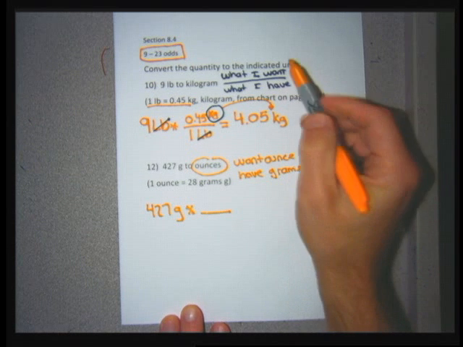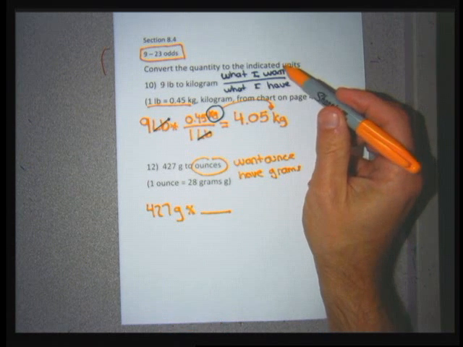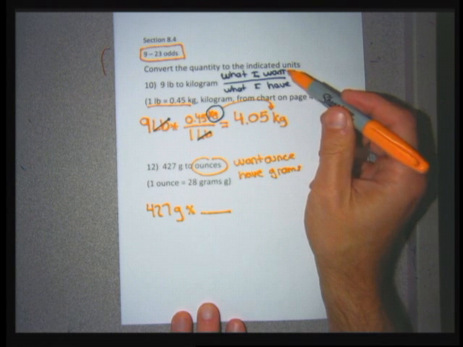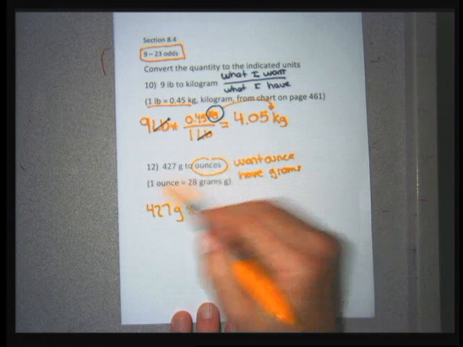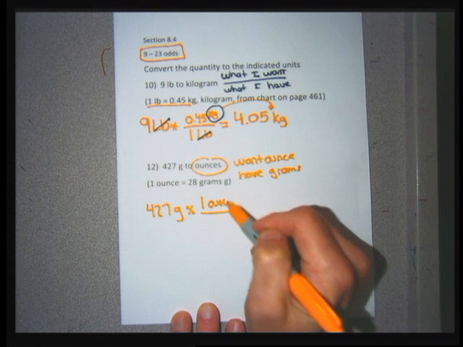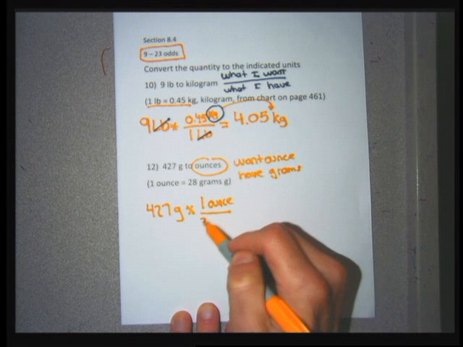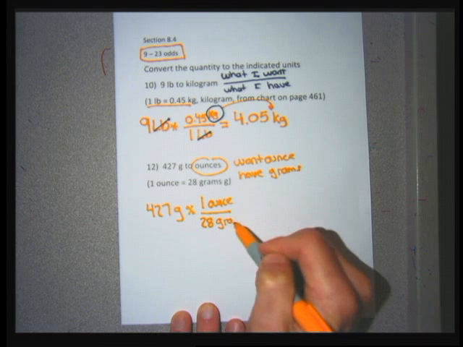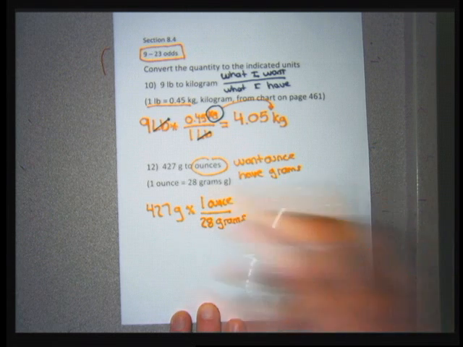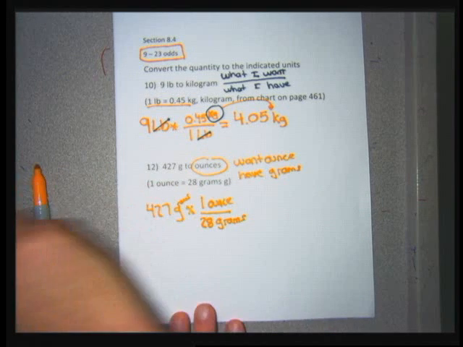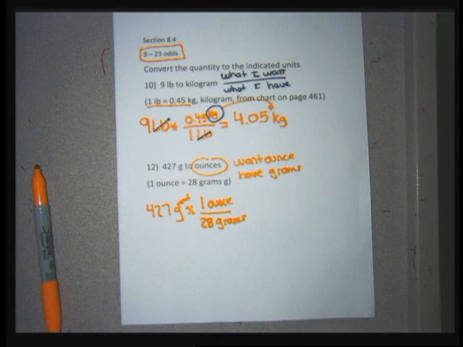And to do unit analysis or dimensional analysis, I multiply by a fraction that's equivalent to 1. In the numerator, I put what I want. In this case, I want ounces. And I'm going to use the fact that 1 ounce is equal to 28 grams. I'm going to put the 1 ounce in the numerator, the 28 grams in the denominator. I can write out the word grams, or I could just use the letter G to stand for grams. It doesn't matter if I use abbreviations or the full word. This is the setup to solve this problem.